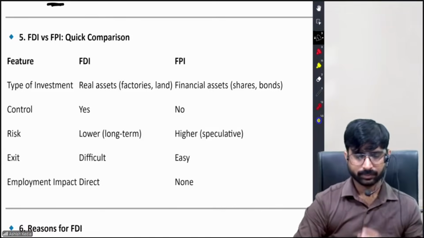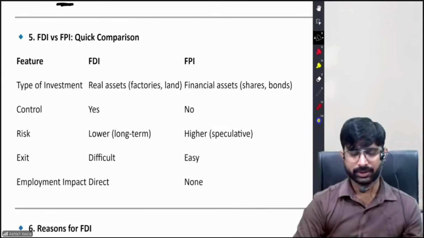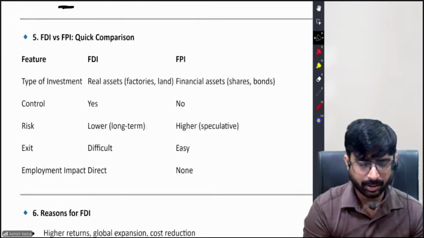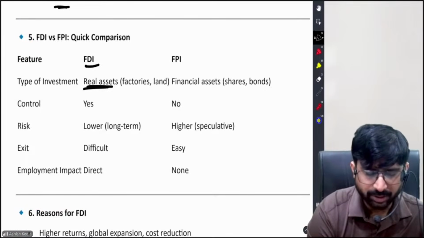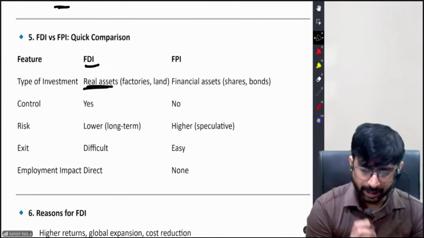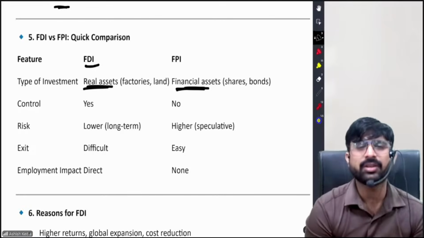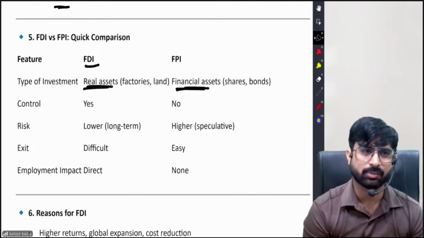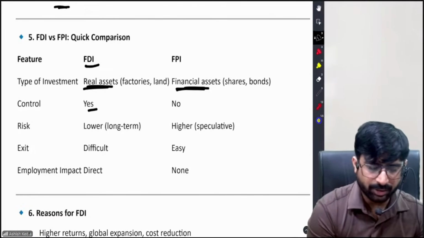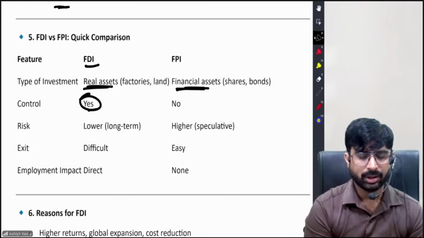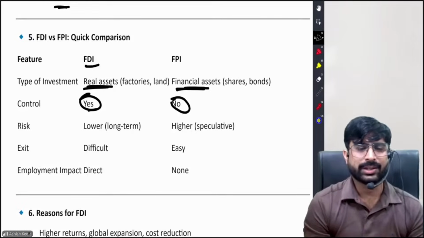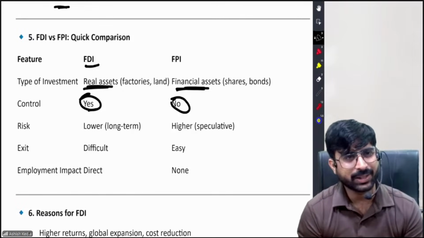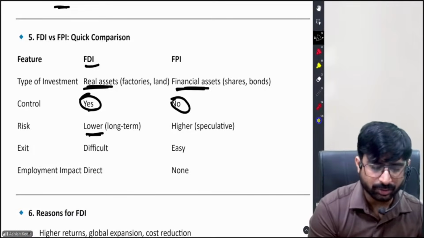Let's see. So here we go, class. In FDI, the investment is in real assets. In FPI, the investment is in financial assets, that is shares and bonds. Right? In FDI, there is control. In FPI, there is no control, that is, you don't get control over the company. Right? Risk is lower in FDI.